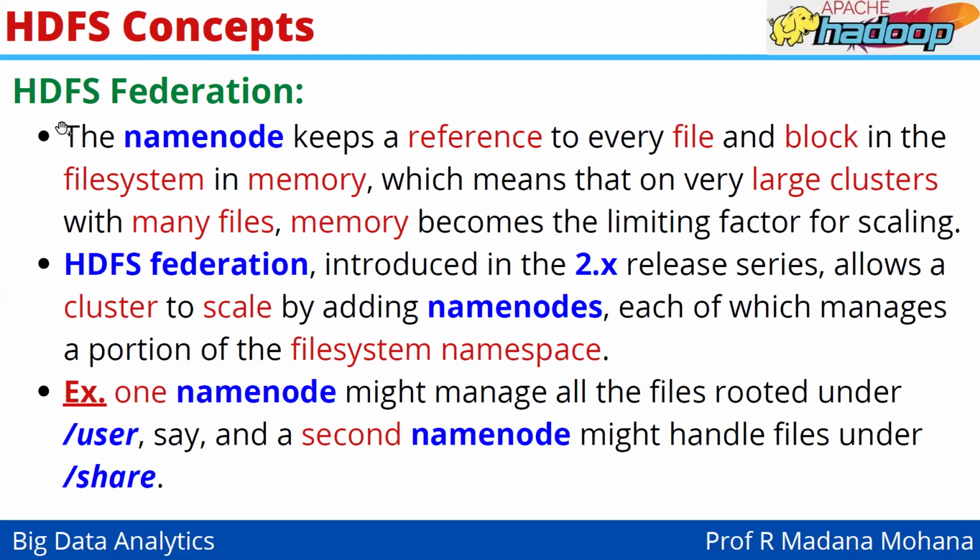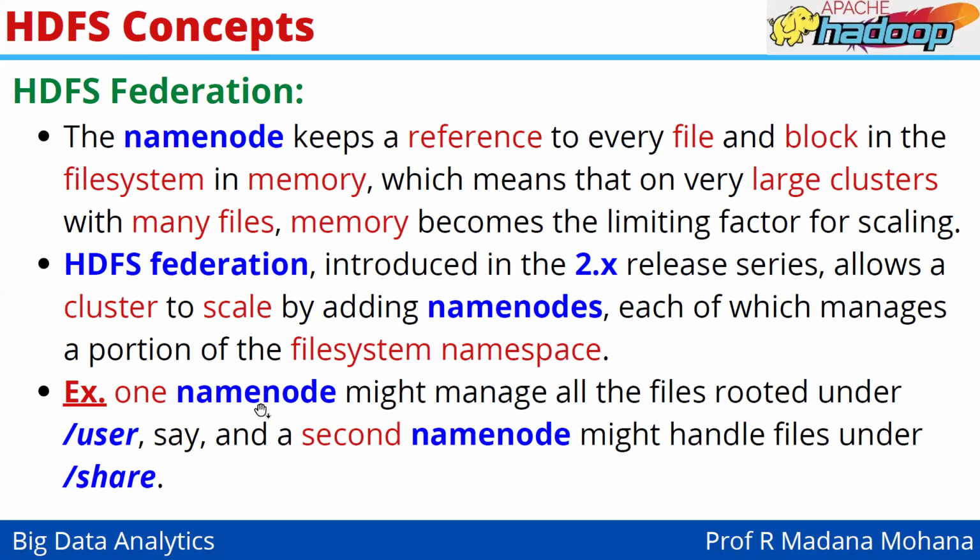Then the next one is HDFS Federation. Here the name node keeps a reference to every file and block in the file system in memory. This means that on very large clusters with many files, memory becomes the limiting factor for scaling. HDFS Federation, introduced in the 2.x release series, allows a cluster to scale by adding name nodes, each of which manages a portion of the file system namespace.